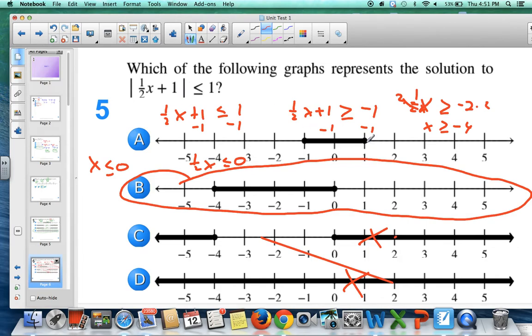I can try 1. Does 1 work? Half of 1 is a half. Half plus 1 is 1.5, which is not less than or equal to 1. So this one's out, so right away that gives me my answer. So even if you don't know how to do the math for it, the algebra for it, you can use the logic. What the graph's telling you is anything that's shaded is a solution to this equation.